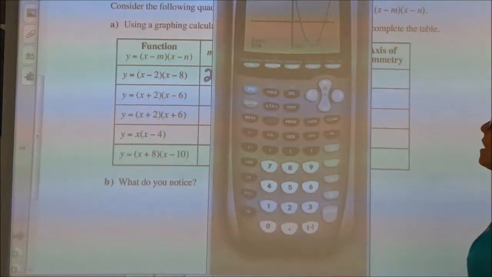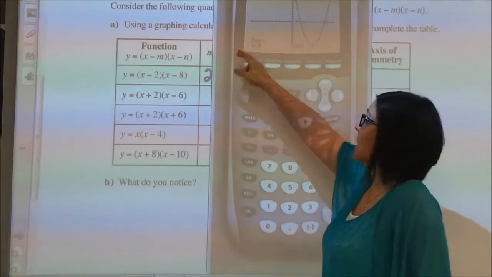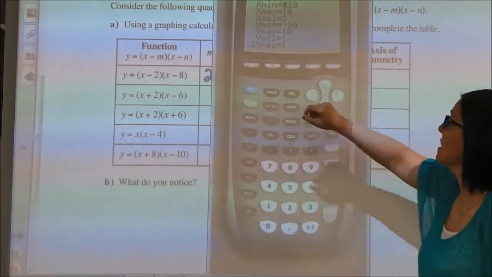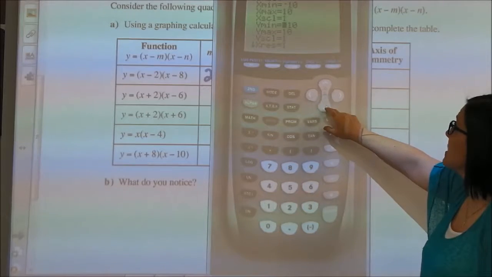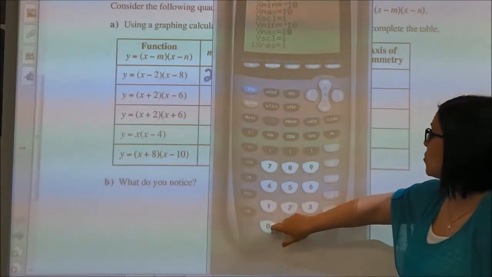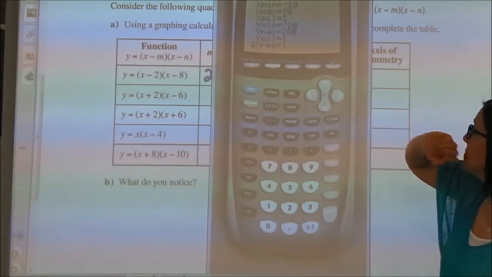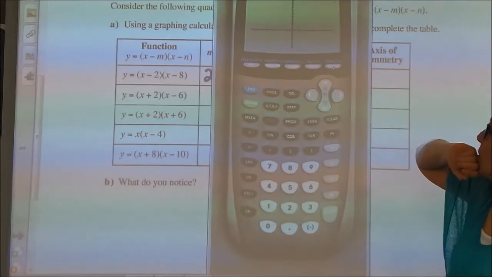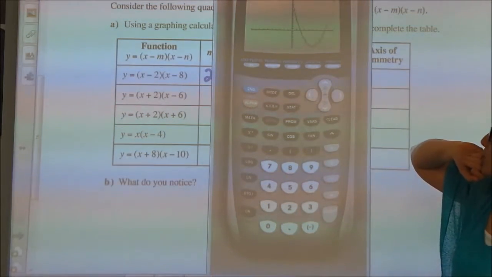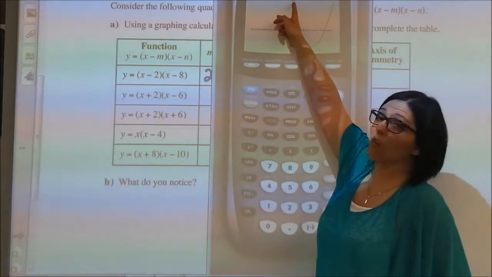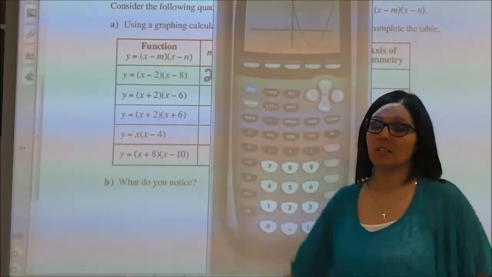Okay? The y-intercept is where it crosses the y-axis. Can I see where this has crossed the y-axis? No, I'm not high enough. So I need to adjust my window settings. Instead of going up to 10, maybe I go up to 20, and then graph it again. Only the y. Now I can see it crosses the y-axis.